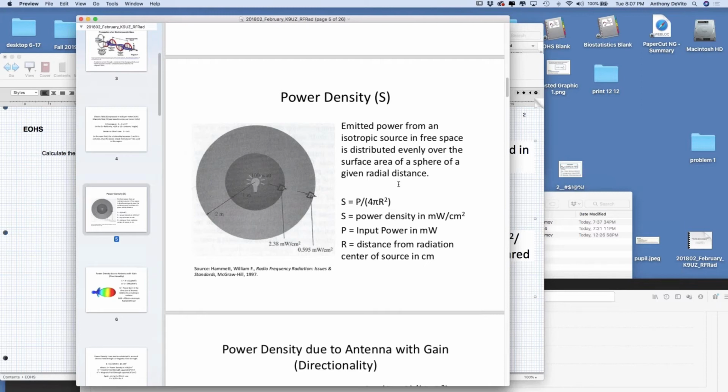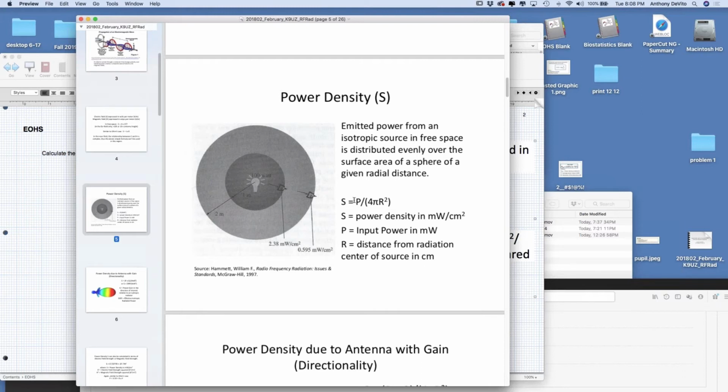Because if you can imagine a small sphere, like 1 foot away, the surface area of that sphere has a certain area. If we go to 6 feet away from the power source, that sphere is much bigger, so the same amount of power being emitted is now diluted. In each square centimeter of that bigger sphere, there's less power density.